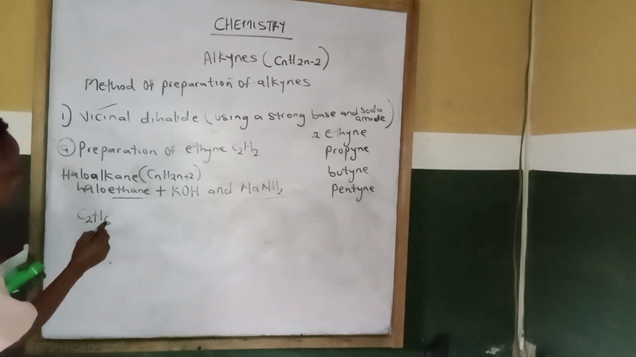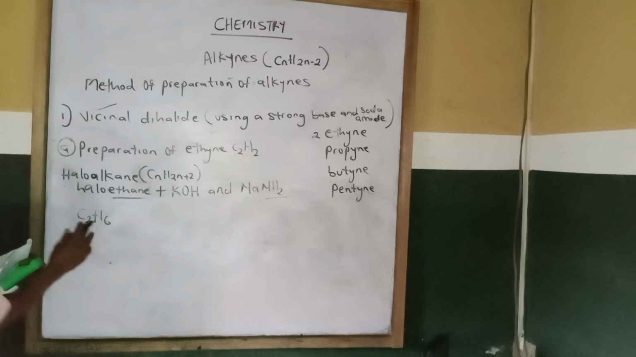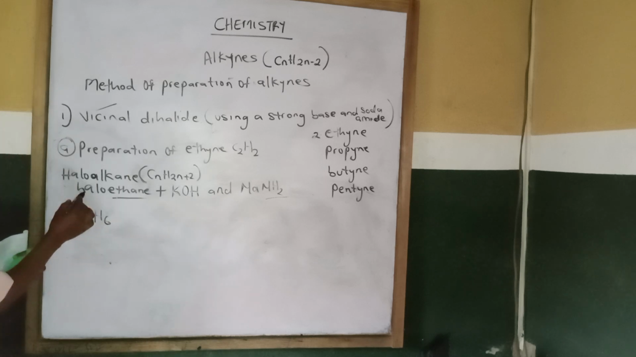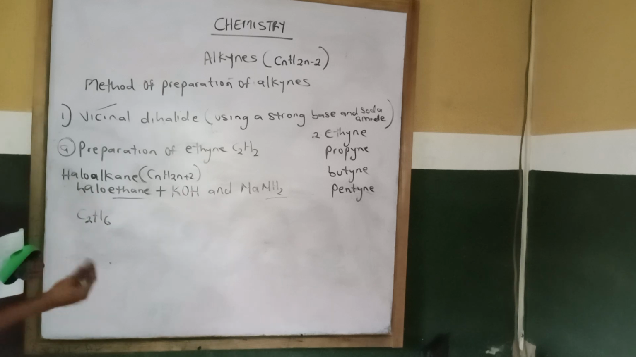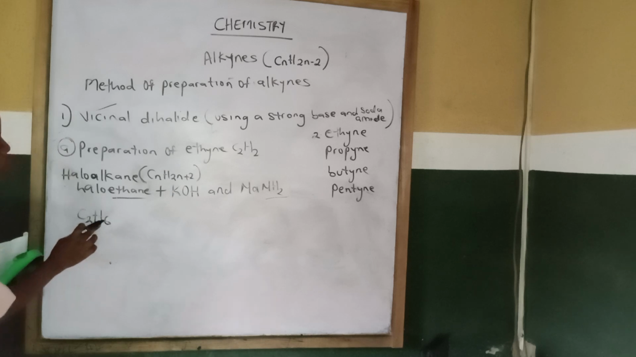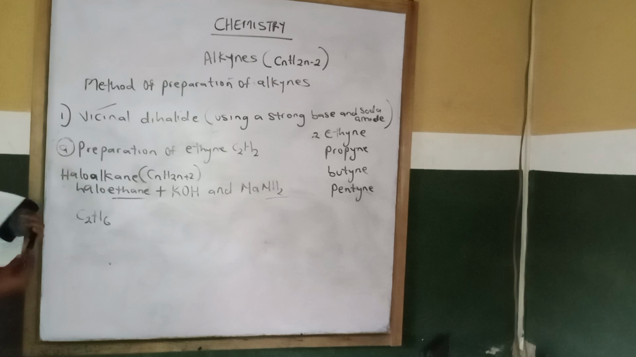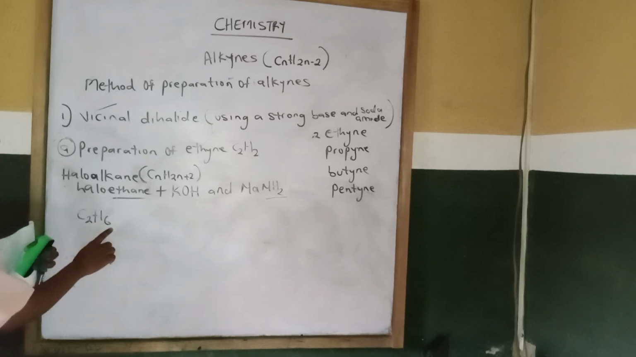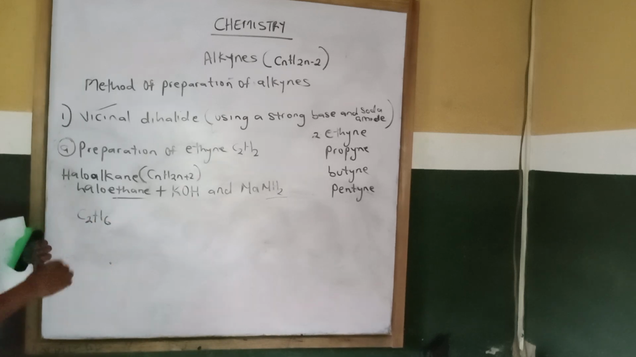Now let's take the structure for this molecular formula. Then we are going to add what? 2 halogens. Halo means what? Halogen. Halo is derived from the word halogen. So we replace 4 of these hydrogen atoms with two halogens.